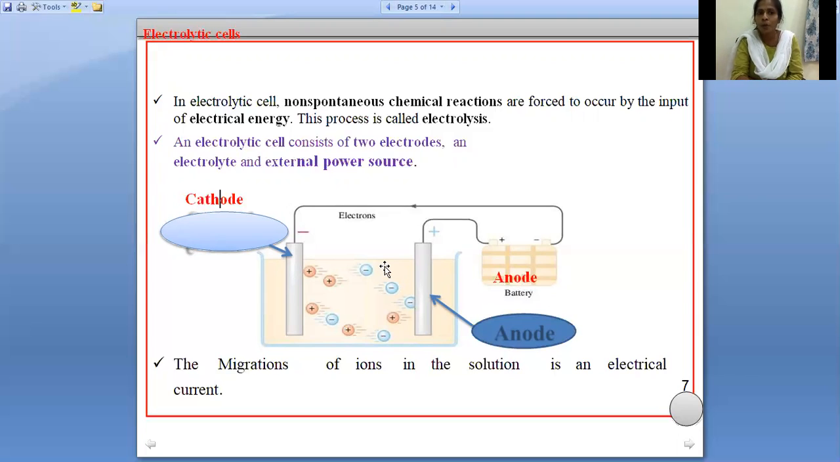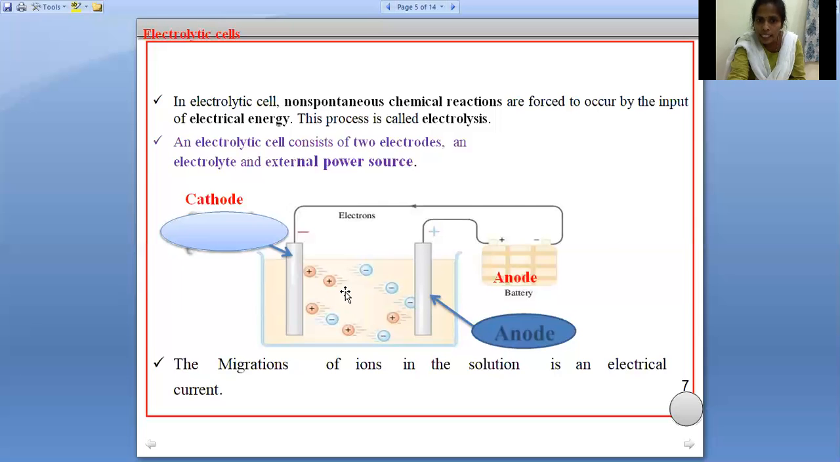But now we need to know the charge of the cathode and the charge of the anode. In an electrolytic cell, the anode carries a positive charge and the cathode carries a negative charge. Whereas in a voltaic or galvanic cell, the charges are opposite. That means the anode carries a negative charge and the cathode carries a positive charge.